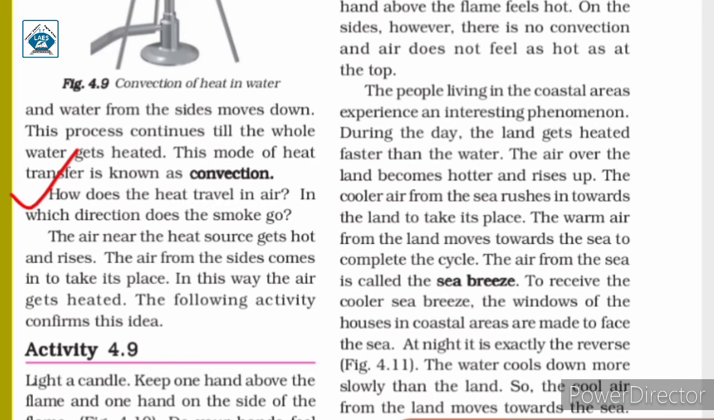When the air near the source of heat gets hot, it rises upwards. So, the air from the sides comes down and takes the place of the air which rose up. So, in this way, the air gets heated. Let us learn about this in the following activity. But before performing this activity, you should be very careful and keep your hands at a safe distance from the flame, or else there is a chance of your hands getting burned.